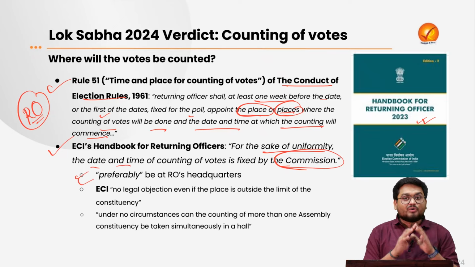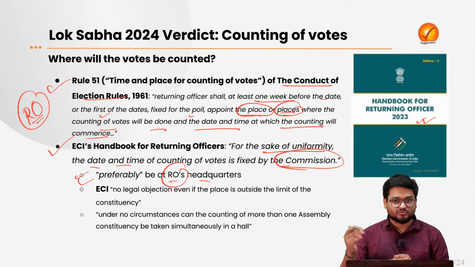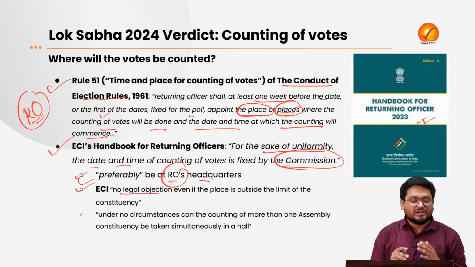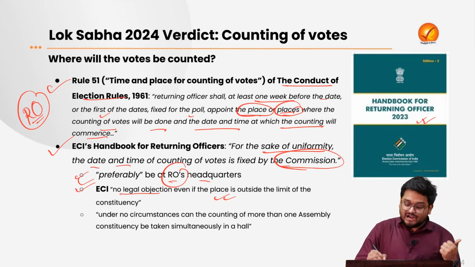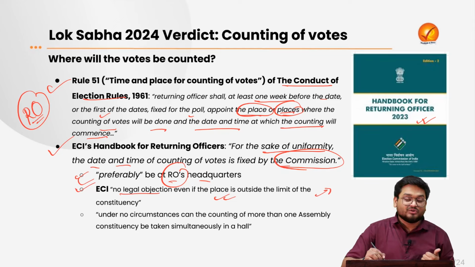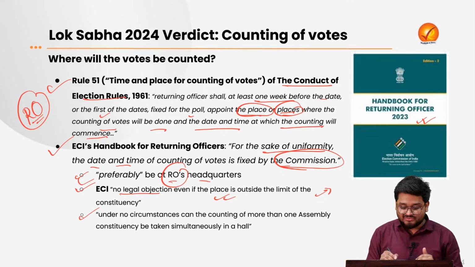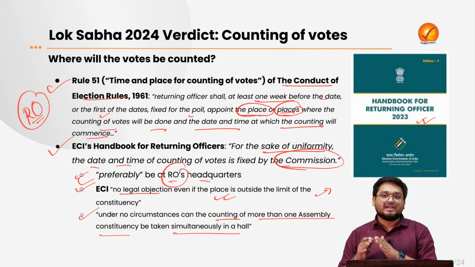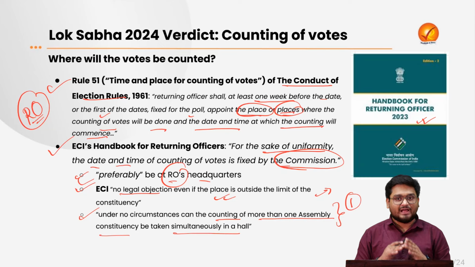Now, this counting preferably must be at the RO's headquarters, or the district headquarters, the DM's headquarters, right? But again, the Election Commission of India has further clarified that there is no legal objection even if the place is outside the limit of the constituency. So even if there are some security issues, or technical issues, say network issues, counting can also take place outside the constituency. And also, under no circumstances can the counting of more than one assembly constituency take place simultaneously in a hall. That means at a time, only one constituency's votes can be counted.